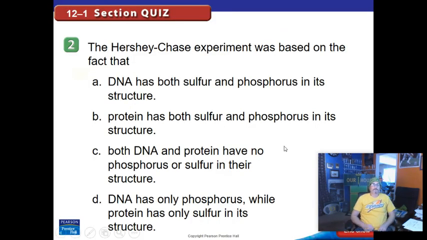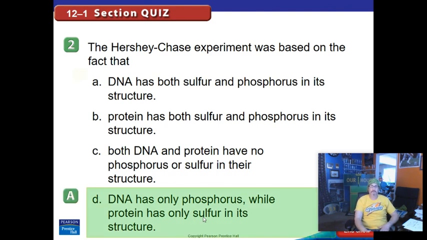All right. So, DNA has phosphorus, phosphate groups. Protein has sulfur. Of course, they found radioactive phosphorus in the bacteria, meaning that the virus injected DNA and not protein. Sorry about all that chaos.